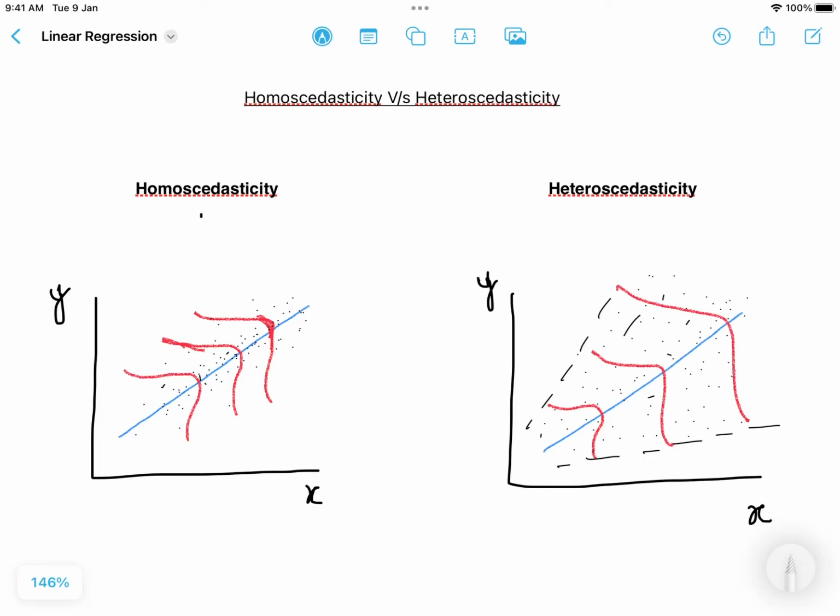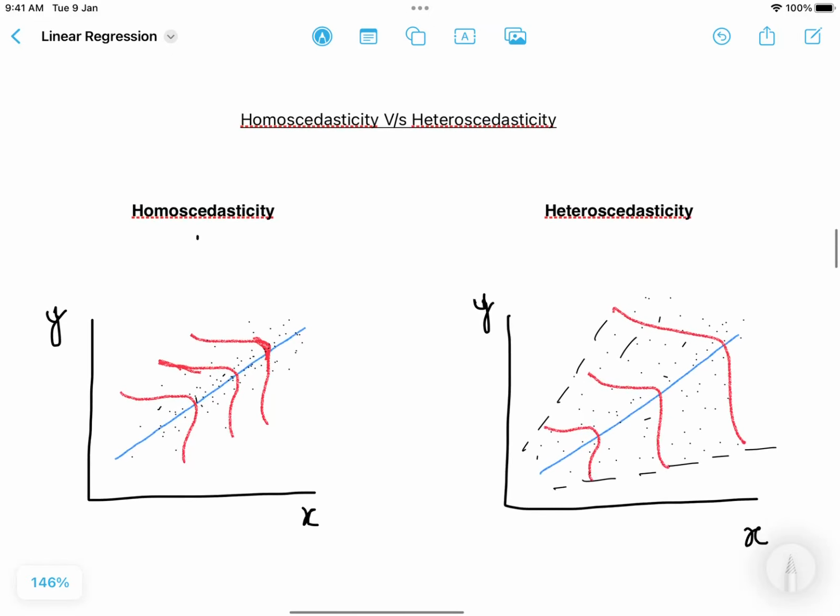But in case of heteroscedasticity, we can see from the graph that it is following a pattern. It is following a cone or fan shaped scatter plot. This is the sign of heteroscedasticity in the data set, which can be fixed using a log transformation, which we are going to study in further classes.